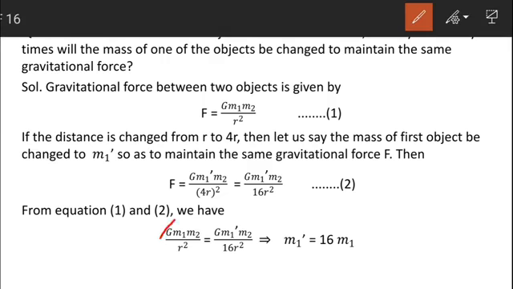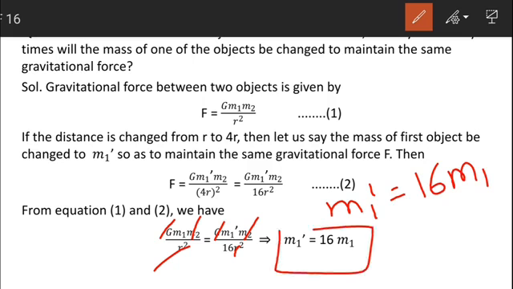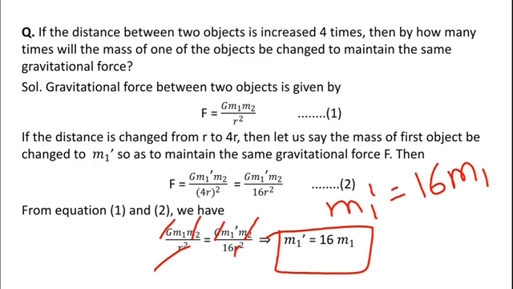Now here G and G cancel out, m2 and m2 are also cancelled out, and r square cancels out. Then we get m1 dash is equal to 16 times m1. So it is stated that if the mass of the first object is increased by 16 times, then the gravitational force will remain the same when the distance is changed to 4 times. Okay, now let us see the next problem.